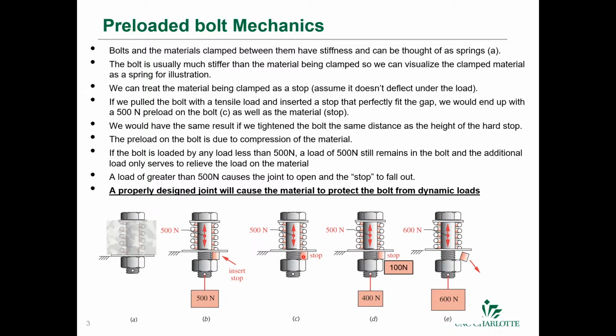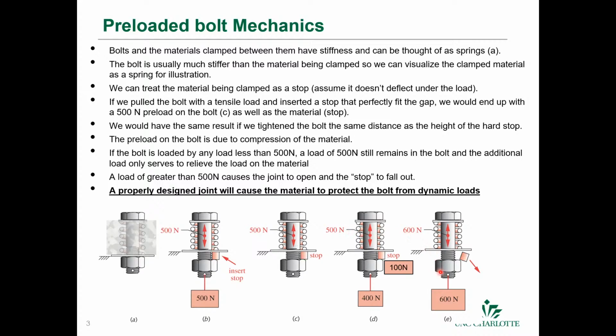And what's important to note is if you apply a load then on that bolt, let's say 400 newtons, then you have 100 newtons in the stop. You still have 500 newtons in the bolt. Okay? And so what this illustrates is that when you apply a tensile load to a joint, that tensile load actually relieves the stress in the material, because the material is usually softer, and the bolt still has that preload value. Okay?